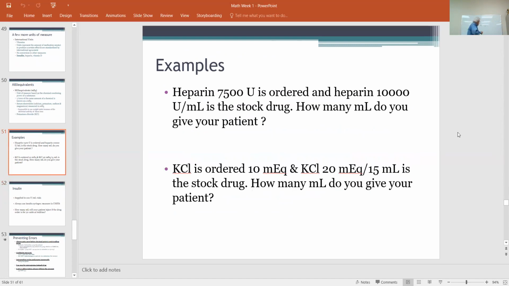What we have is, if we are asked to give a dose of 7,500 units of heparin, we have to figure out how much volume. We don't give units to patients, we give volumes to patients. This is, as I said, an injectable product. It gets injected subcutaneously. So we look at the source material, and the source is 10,000 units per milliliter.